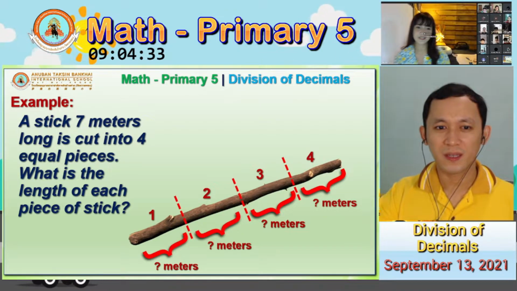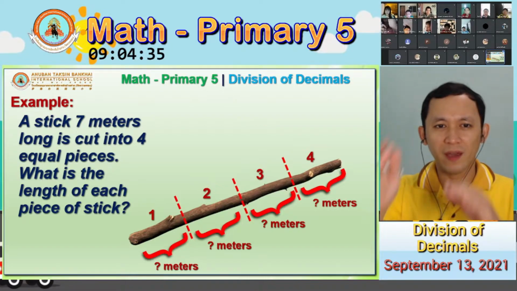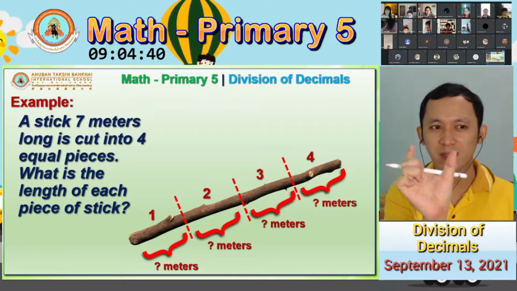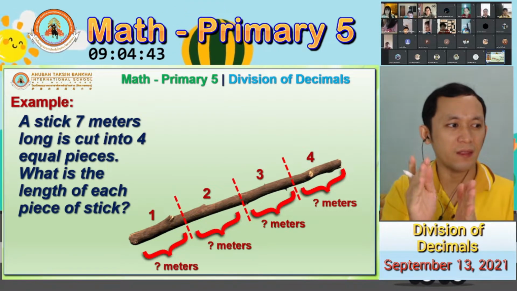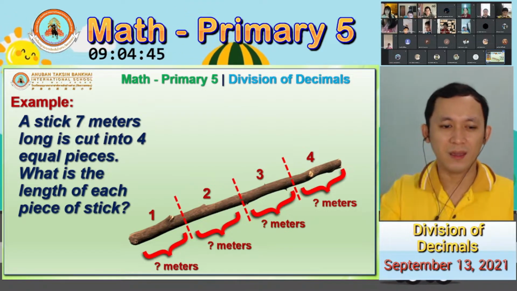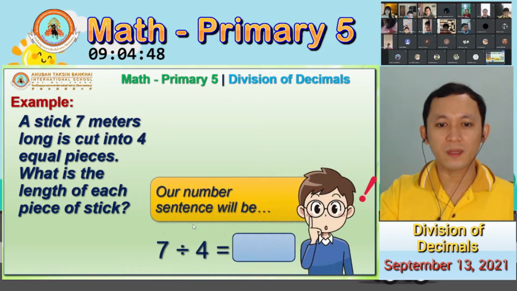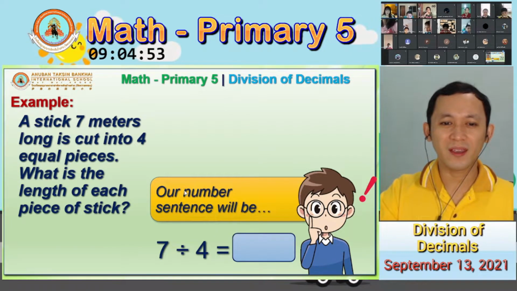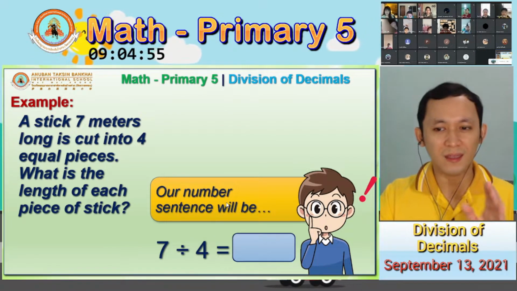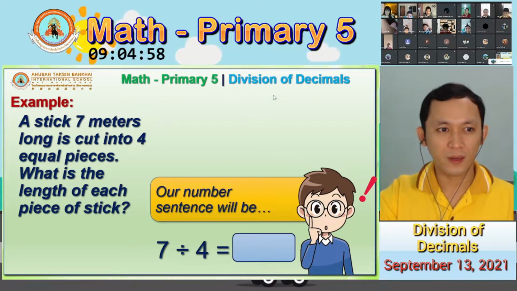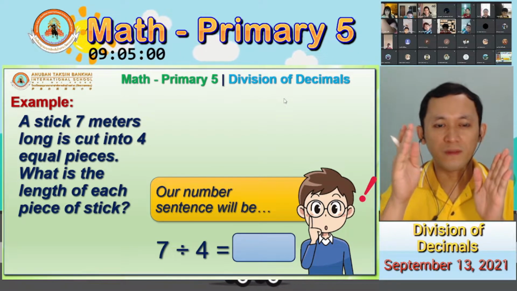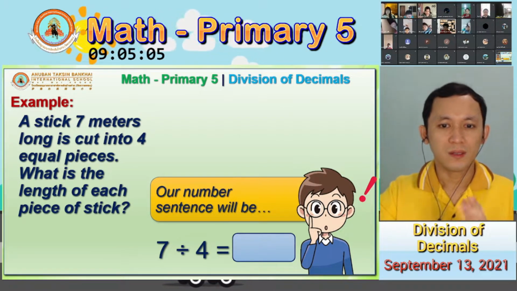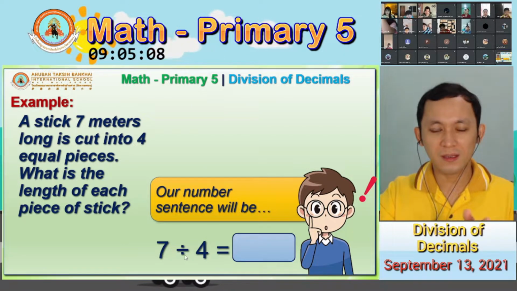Okay, thank you, Teacher M. So that's it. Very, very easy. So again, we have a stick. We cut it 4 times. So one small stick, what is the length of that one stick there? Here we have our number sentence, that is 7 divided by 4. So we are going to divide 7 meters into 4 equal parts. So our number sentence is 7 divided by 4.